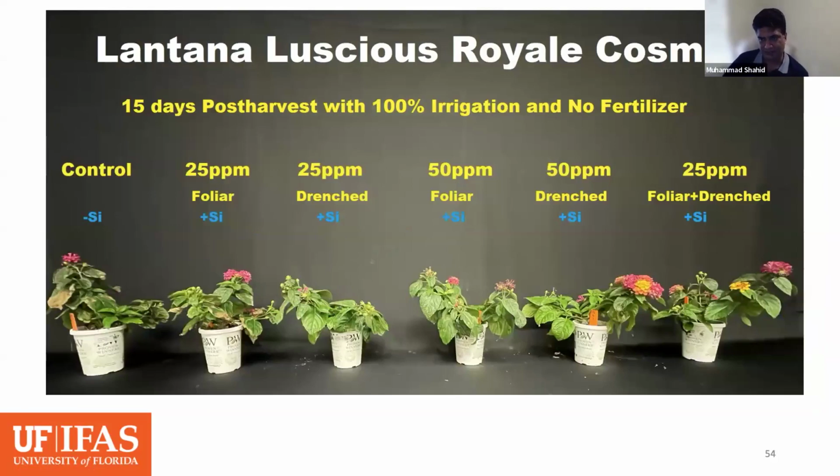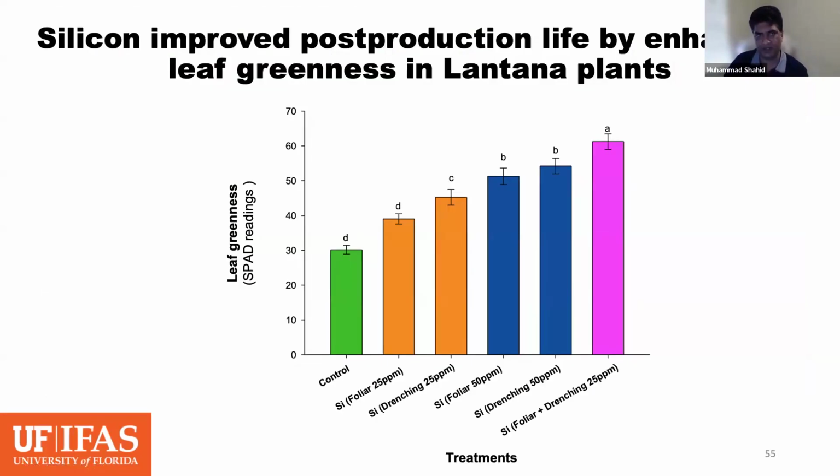Similar results were seen in the case of lantana. We did not observe big differences in the last three, but overall, the 25 parts per million applied alternatively is the best. But here you can see that in the control plants, and even in the 25 parts per million silicon, we are observing tip burning and browning symptoms after 15 days of just no fertilizer and water application.